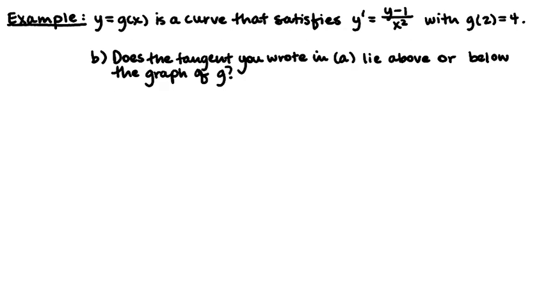All right. Now, then they ask, does the tangent you wrote in part A lie above or below the graph of g? Now, this is something we haven't talked about yet. Tangent is above the curve or tangent is below the curve. But what I will tell you is some people take whether the tangent lies above or below the curve as the definition of concavity. So what we need to do is consider the sign of the second derivative, and then we'll look at the tangent line and see if it's above or below.